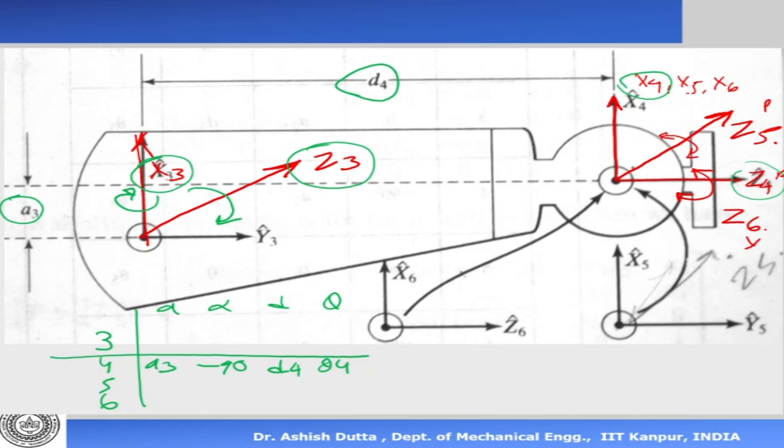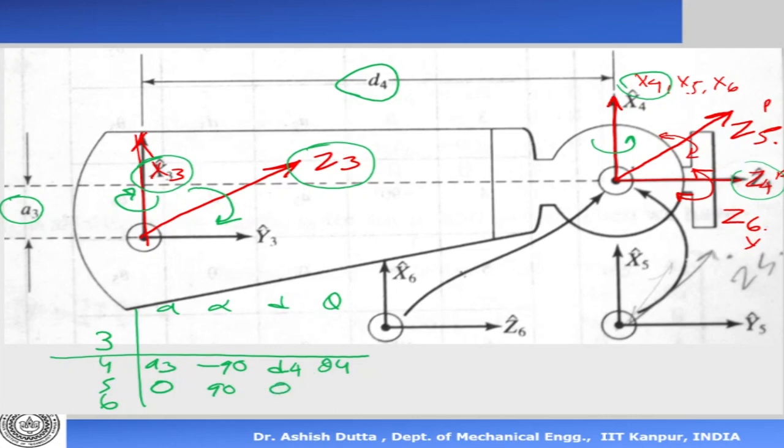What about the angle between Z4 and Z5 now? Z4 has been rotated anti-clockwise by 90 degrees and it has become the Z5 axis, right? What is the distance between Z4 and Z5? No distance because they are intersecting. What is the distance in the x-axis? Distance between the x's, they are also intersecting. Okay, what is the angle between them?